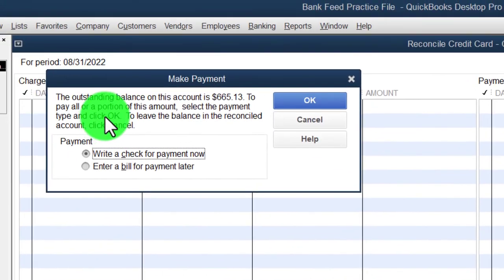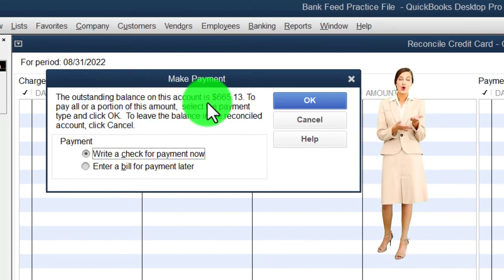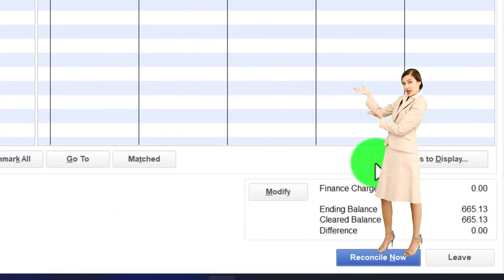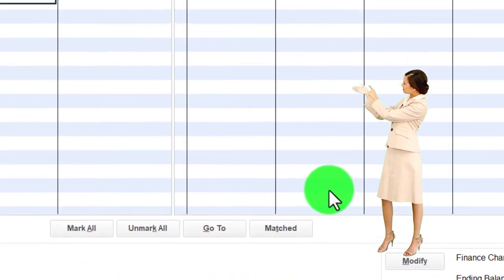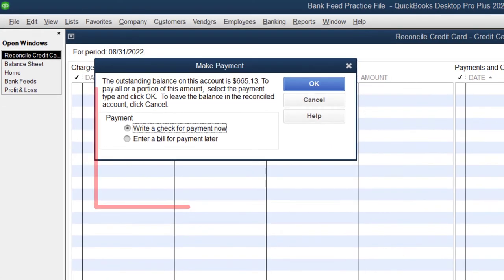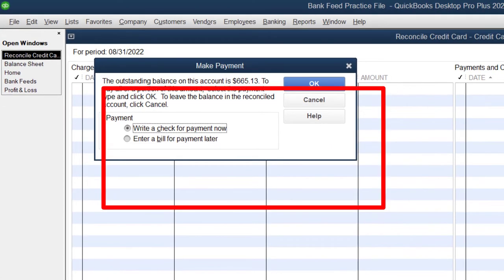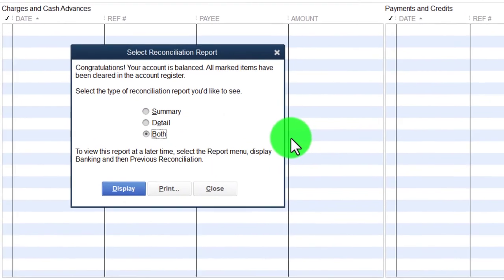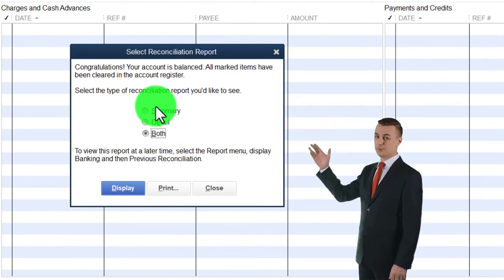And then the outstanding balance of this account is to pay all. So now it's asking me, do I want to pay this balance at this point in time? And I don't want to pay it at this point in time because I'm paying it through the bank feeds. I've already paid them. So I'm not actually writing a physical check at this time to pay it off. So I'm going to cancel that. And so there we have it. And so now we've got our reconciliations.